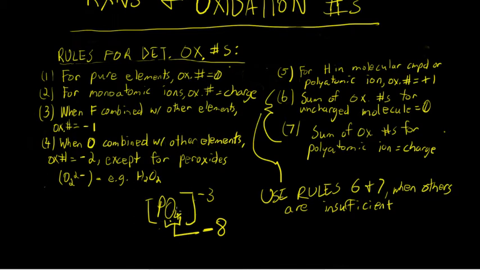So you want this to add up to -3, and phosphorus is going to have to be +5, right? Because +5 plus -8 gives you -3. So that's a simple example.